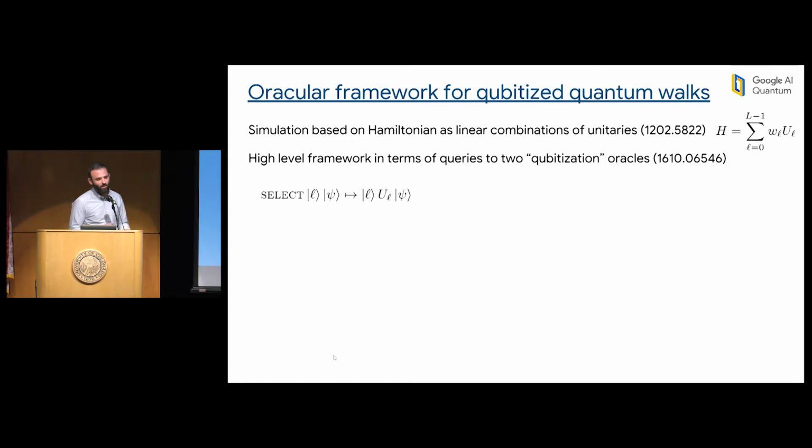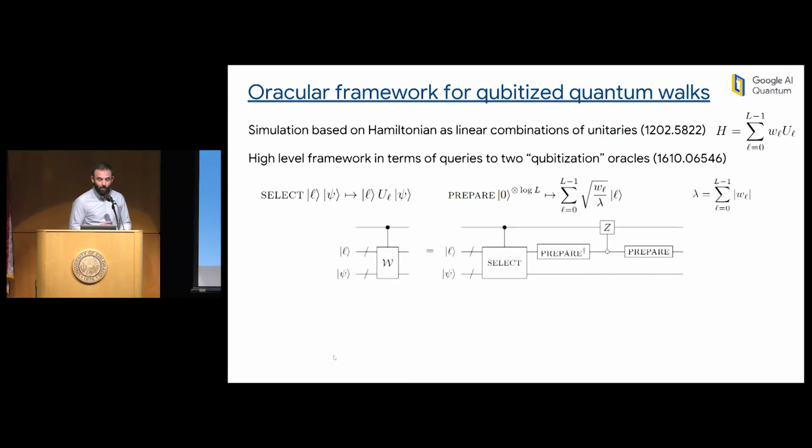You have one circuit which selectively applies one of these unitaries in the linear combination of unitaries to the system, controlled on this register that indexes the terms. And we have another one which prepares a specific state on this index register with amplitudes that are proportional to the Hamiltonian coefficients. And this lambda is the same as it always is. It's this one-norm. So basically, this circuit tells you how to realize the controlled W, which realizes the quantum walk I was talking about that we need for phase estimation: 2 applications of prepare, 1 application of select.